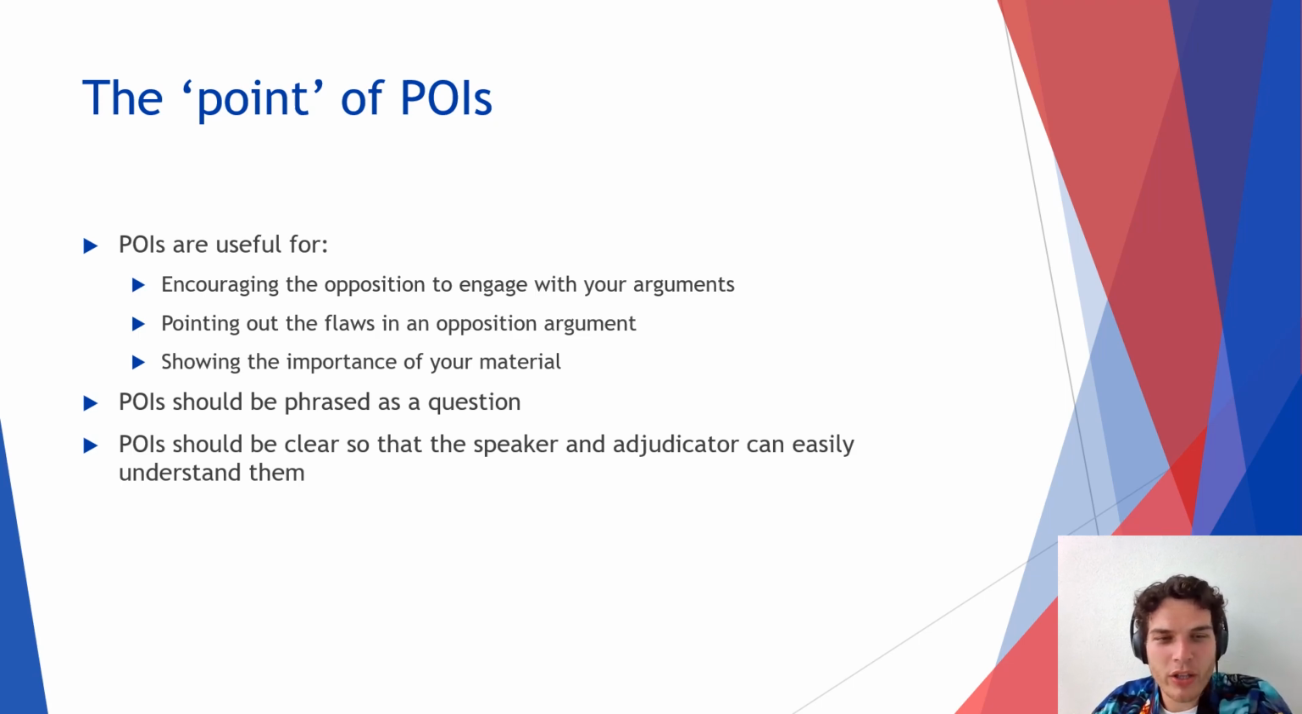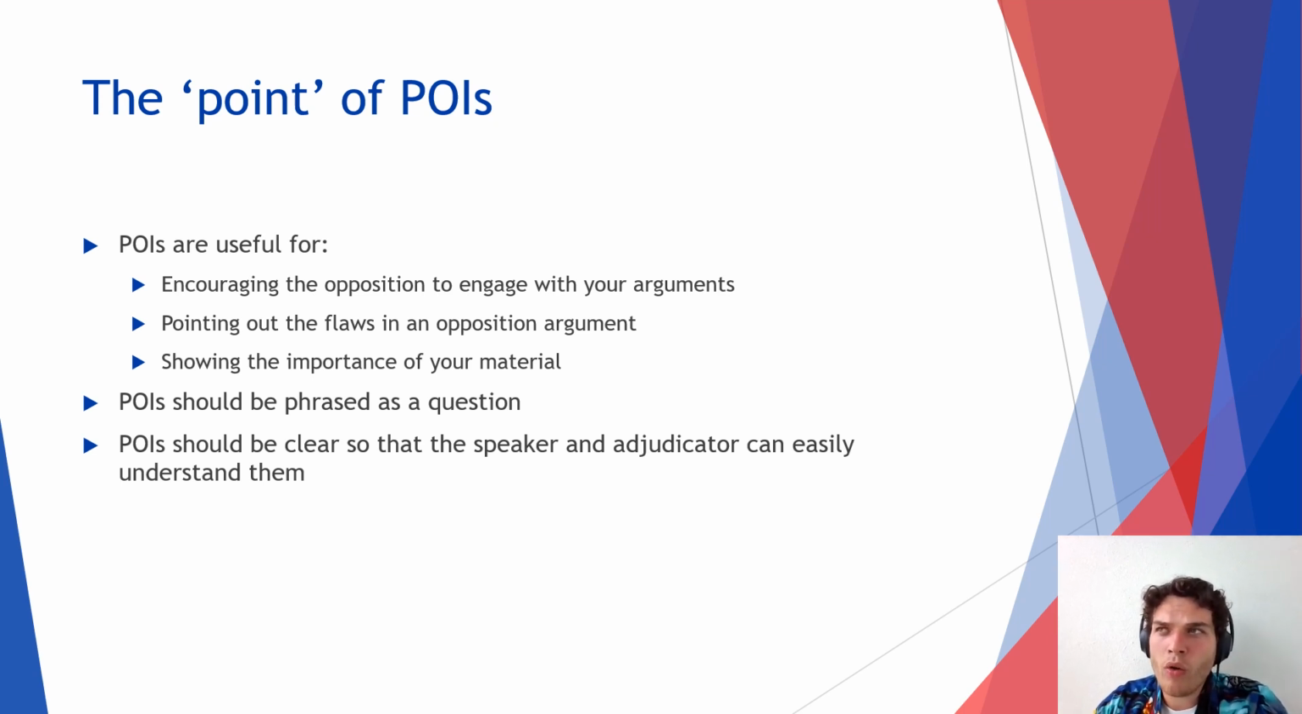And you can use POIs to show the importance of your material. You can say, why does the right to drink sugary drinks or eat sugary food matter when so many people are obese and have their quality of lives, and hence their right to choice over many other things, dramatically affected? That's an example. That's showing the importance of your material and making them engage.